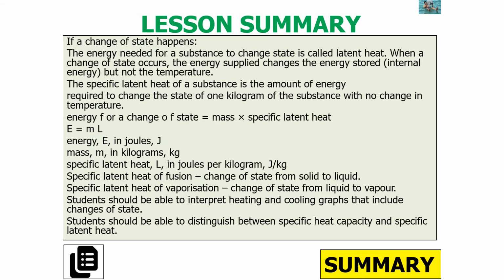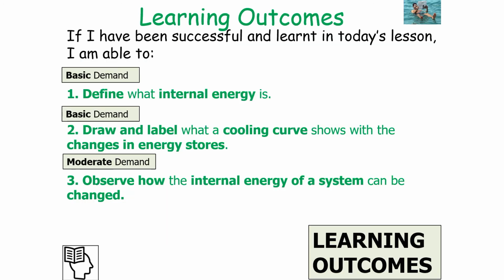If a change of state happens, the energy needed for a substance to change state is called latent heat, and when a change of state occurs, the energy supplied changes the energy stored but not the temperature. Now, if we've been successful and we've learnt in today's lesson, we can define what internal energy is. We can draw and label what a cooling curve shows with changes in energy store, and we can observe how the internal energy of a system can be changed.